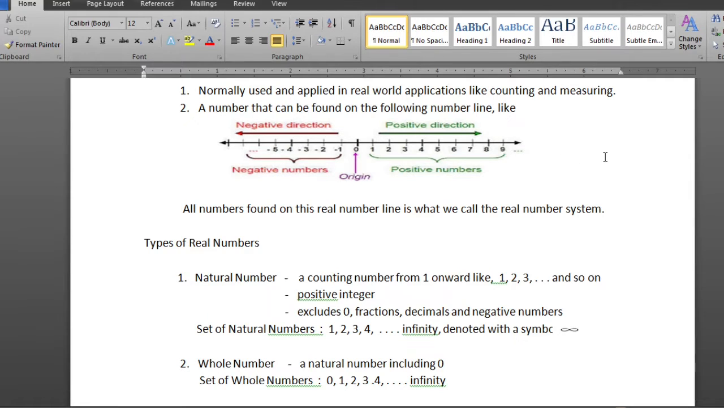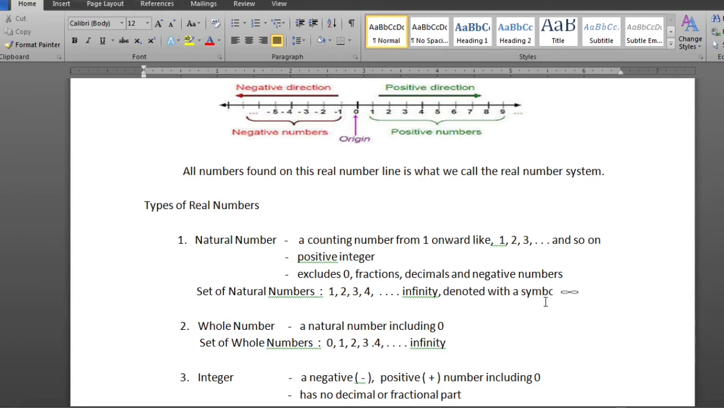Now the second type is the whole number. A whole number is a natural number including 0. So the whole number includes 0, and then covers all the natural numbers to the right. So the set of whole numbers is 0, 1, 2, 3, 4, up to infinity.